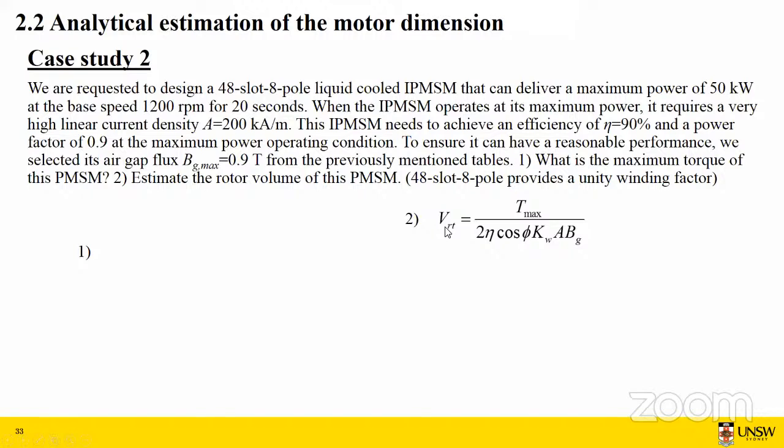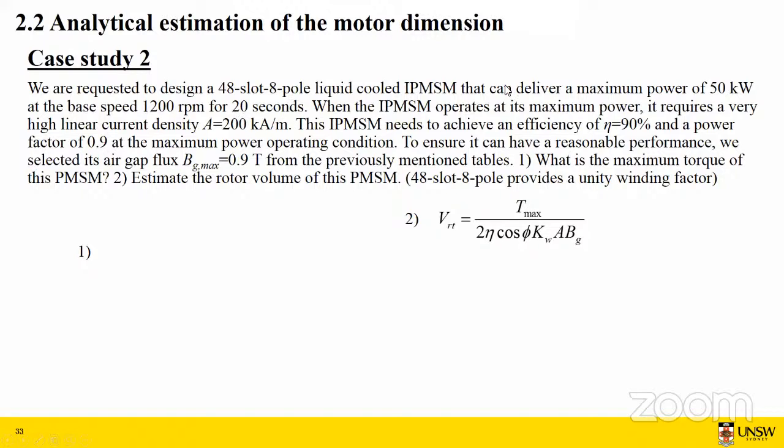Okay, the second case study. So this one is more interesting. I hope you all try to do this. So we are requested to design a 48 slot, 8-pole liquid cooled IPMSM that can deliver a maximum power of 50 kilowatt at a base speed of 1200 RPM for 20 seconds.